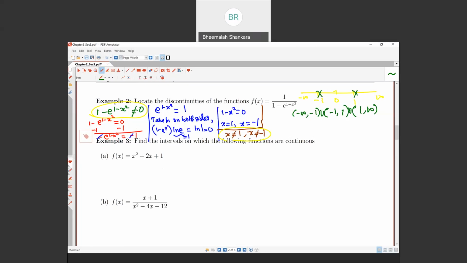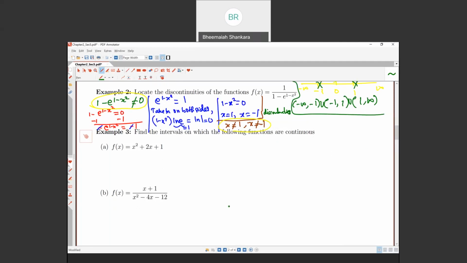The question asks you to locate the discontinuities of the function f of x equals 1 minus exponential 1 minus x squared. So the discontinuities are at 1 and negative 1. So this answers the question. These are the points 1 and negative 1 for which you see discontinuities.